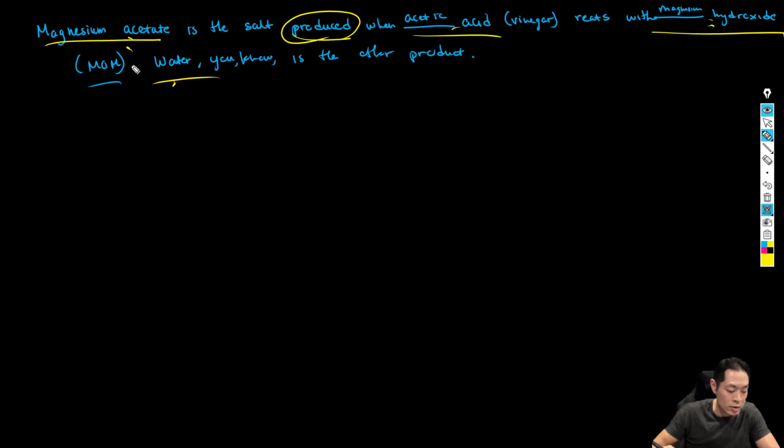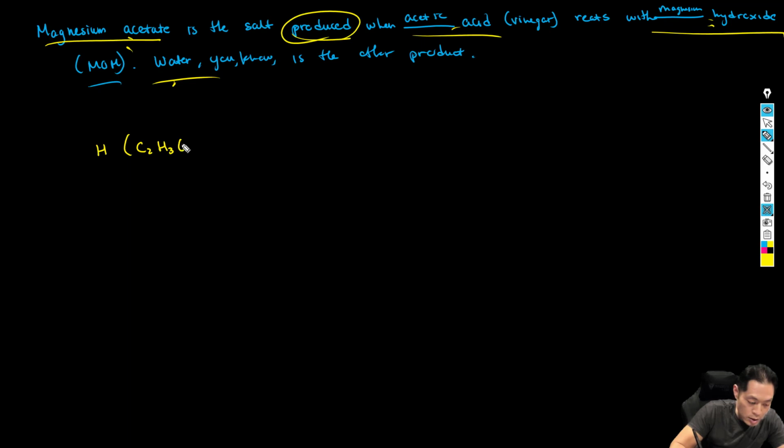So I'm going to start with these two. Acetic acid is HC2H3O2, and then it reacts with magnesium hydroxide, which is MgOH. Once again, I'm not going to worry about it till a little bit later. Produce is my arrow sign.